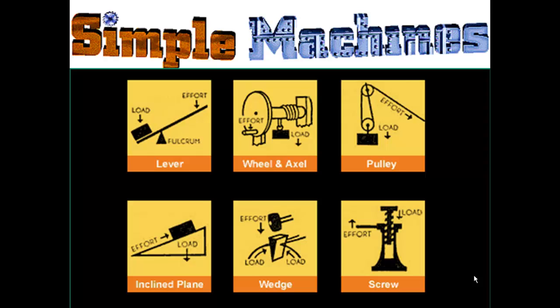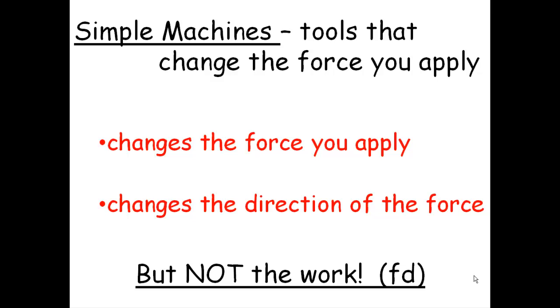Simple machines. Well, what a simple machine simply does is allow you to do work using less force. But there's a trade-off. There's definitely a trade-off. That trade-off is the distance you'll have to move the object. Because if you remember, work is the product of the force and the distance. If you're going to change this, you best change that, because there's no way you're going to change the work.